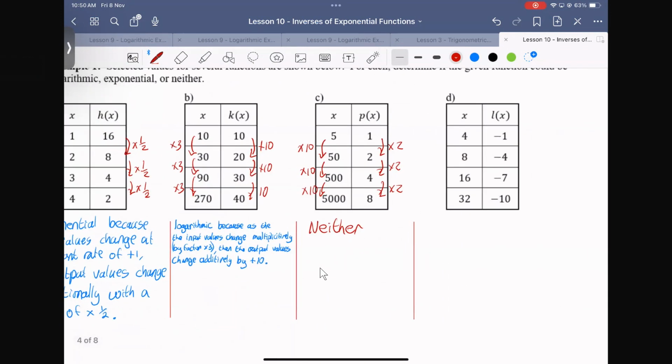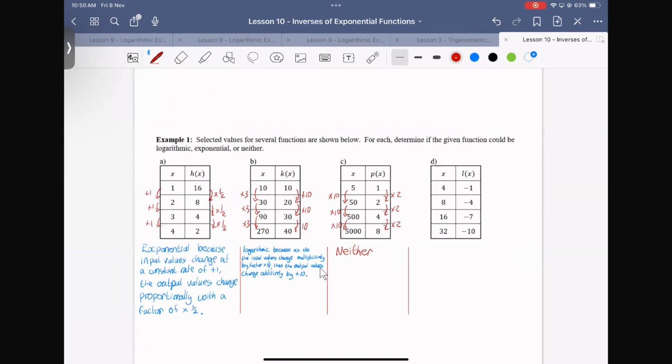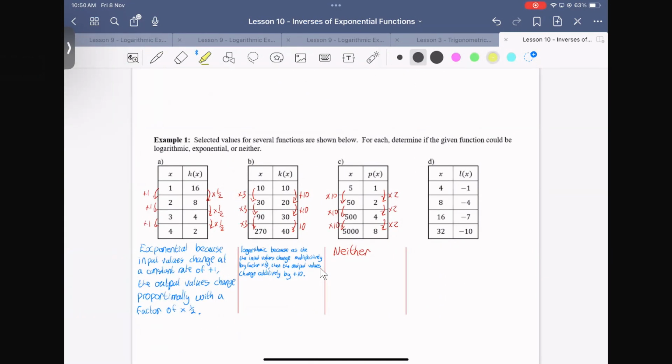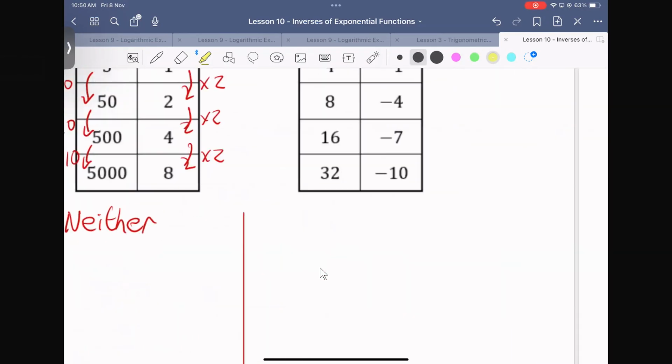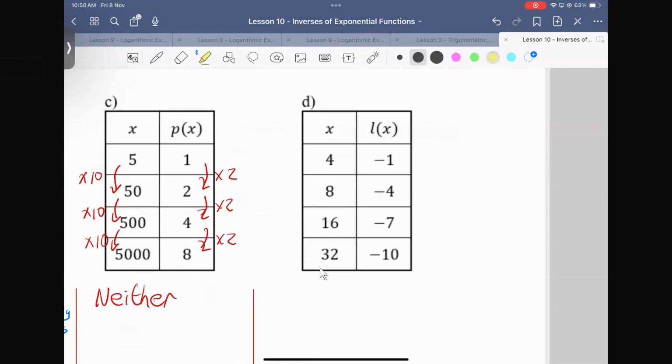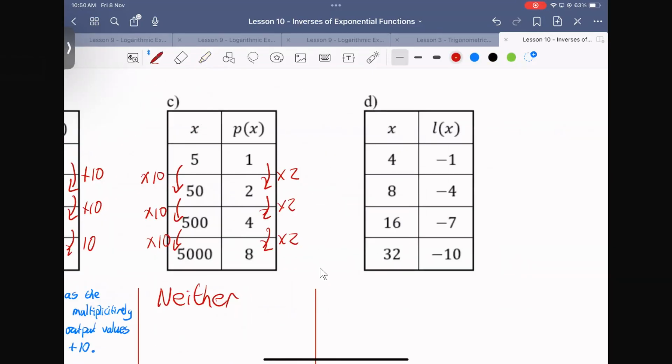All right, but in this question, we're asked to find whether it is logarithmic, exponential, or neither. So it is neither, so that is the correct answer for the question given. All right, how about this one? What are we going up by here? Times 2. Does that continue? Yeah.